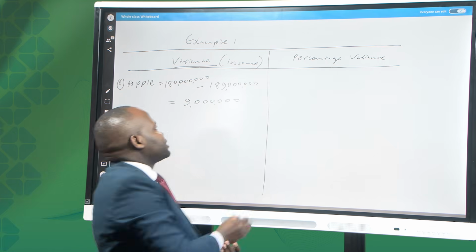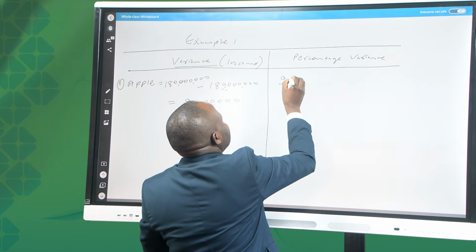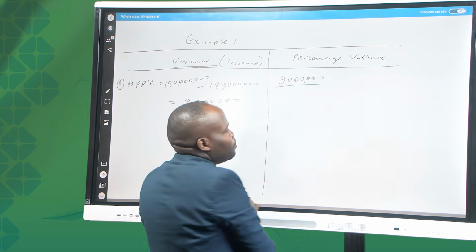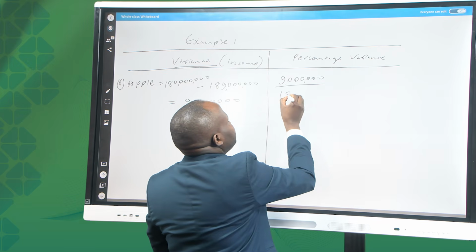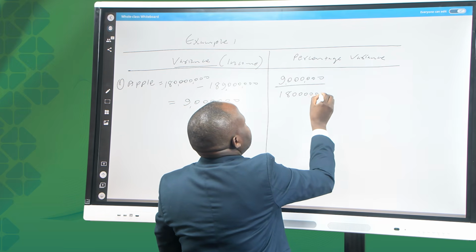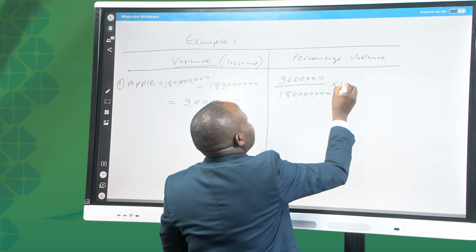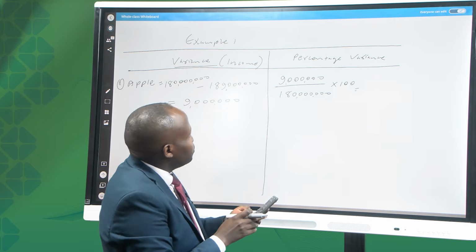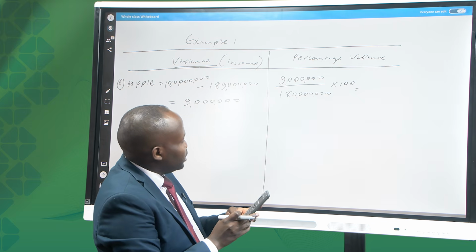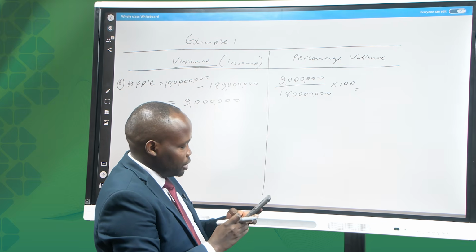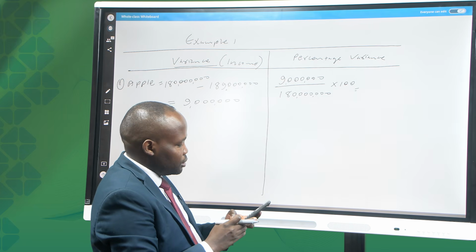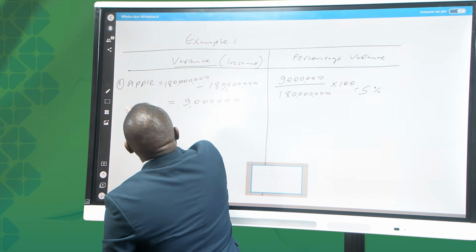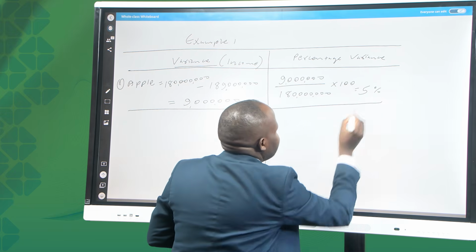So in this case, the percentage is 9 million over the budget, which was 180 million, times 100. So 9 million divided by 180 times 100 gives you 5%. That is the first variance.